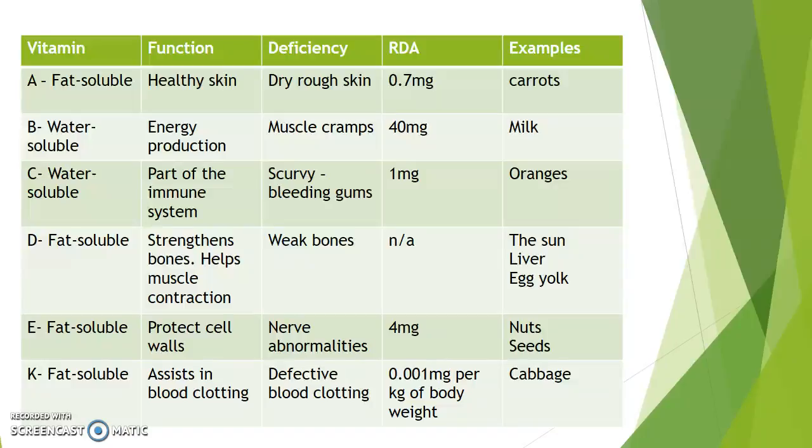Vitamin K is a fat-soluble vitamin, and it assists in blood clotting, but without it you can get defective blood clotting. The recommended daily intake is 0.01 milligrams per kg of the body weight of the individual, and you can find this in cabbages.